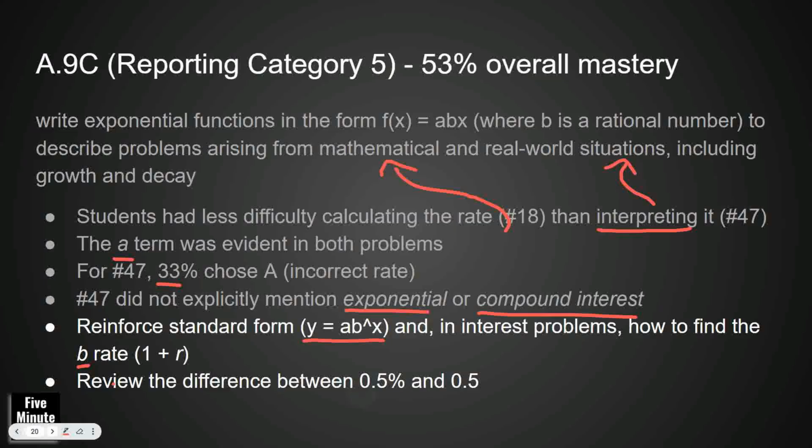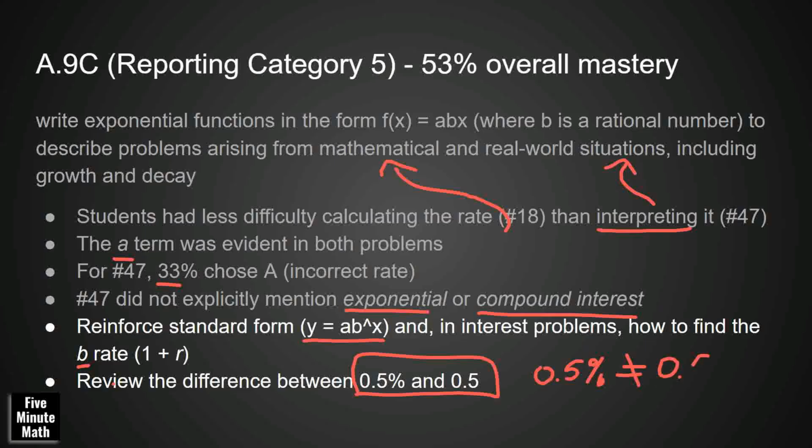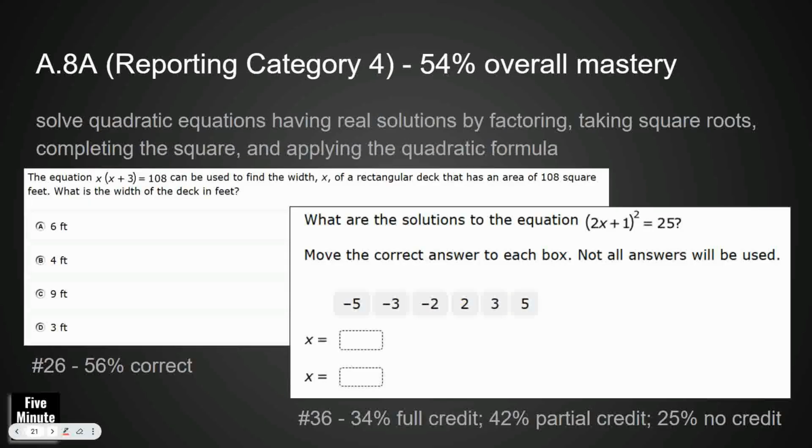And then it wouldn't hurt to go ahead and review the difference between here. Those are not equal. Okay, 0.5% is not equal to 0.5. And that's something that it would not hurt to review with students because they might get all the way up to the very end and then choose the wrong rate.